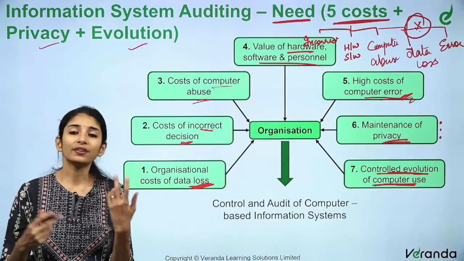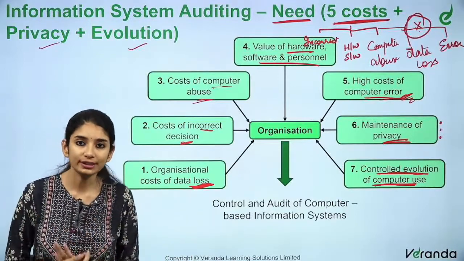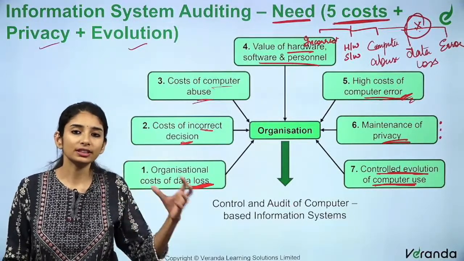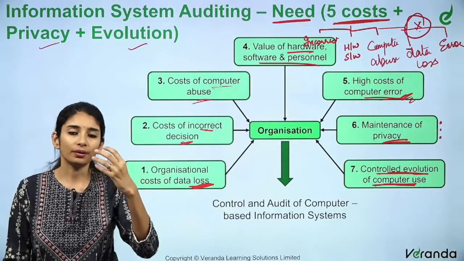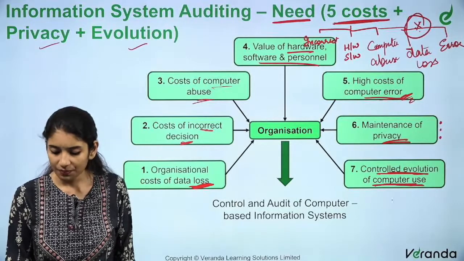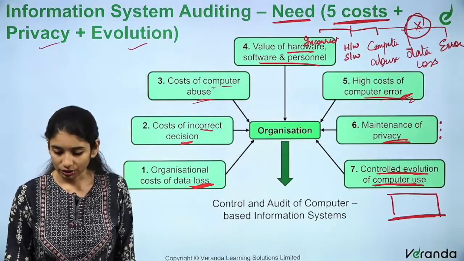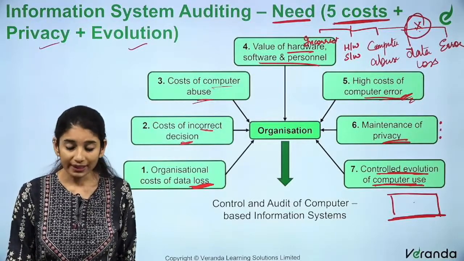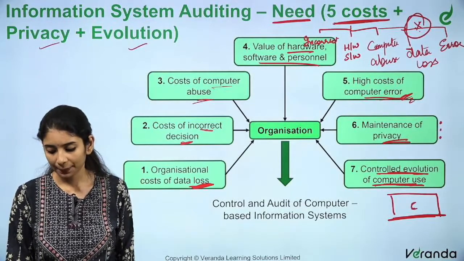Maintenance of privacy and controlled evolution of computer use. With the everyday invention of new technologies, computers are programmed in such a way that they can run on very different technologies that are evolving. Now, there was a Bitcoin exchange that was started in Canada.